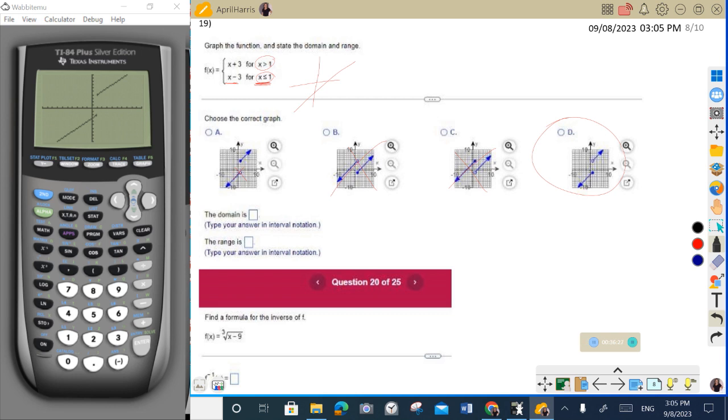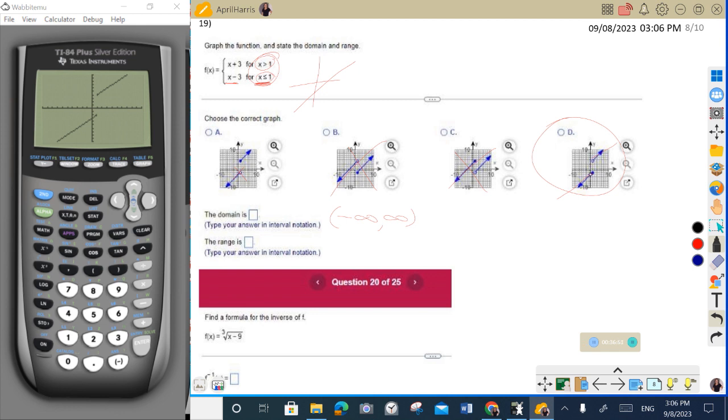Now the domain, it goes left forever. It's going down, but it's going left forever. It goes right forever, and it has a value for x equals 1. So the domain is negative infinity to infinity. It goes left and right forever. Because it does allow it to, see, this is your domain. Less than 1, greater than 1, and including 1. That's all real numbers. The range are the y values.